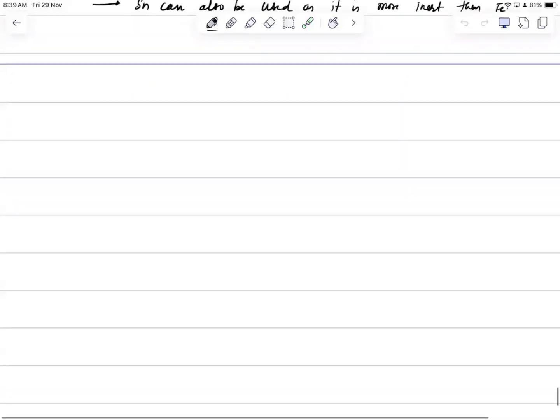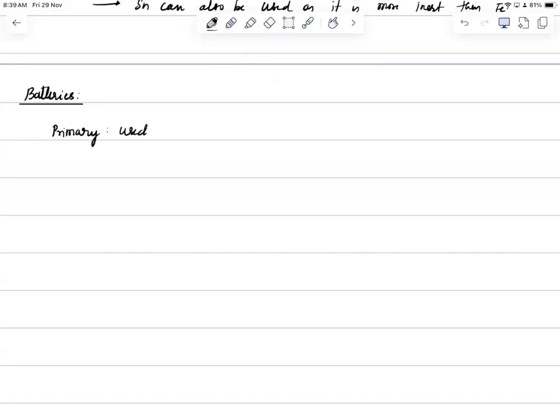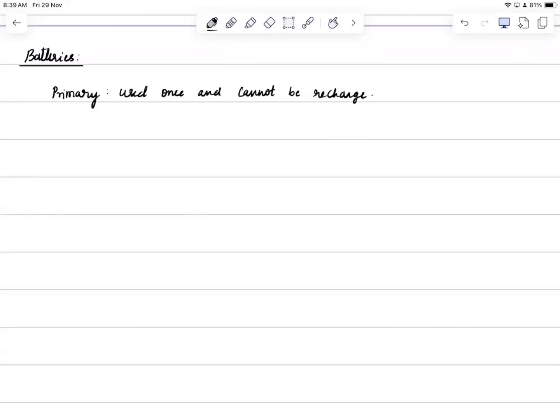Let's see, everybody. So let us discuss batteries. It's a very small part of this syllabus. Batteries mainly we have primary and secondary. Primary is something only used once, and cannot be recharged. So if you can't recharge it, we call it a primary battery.